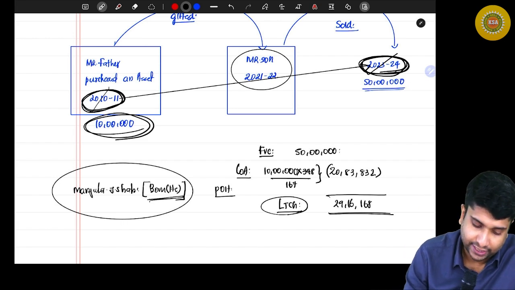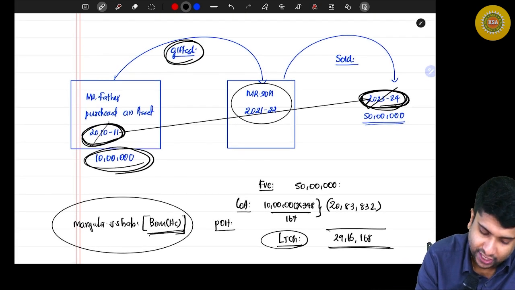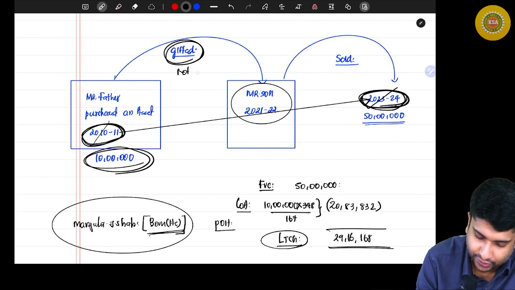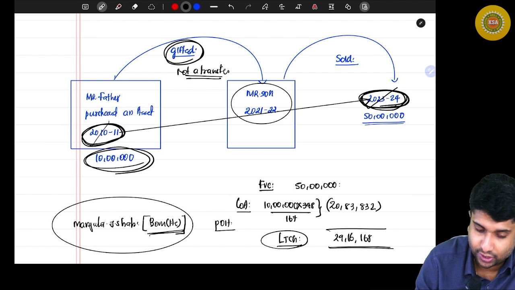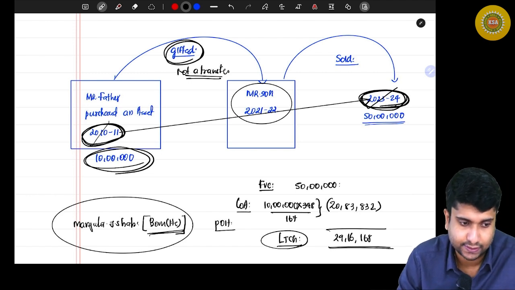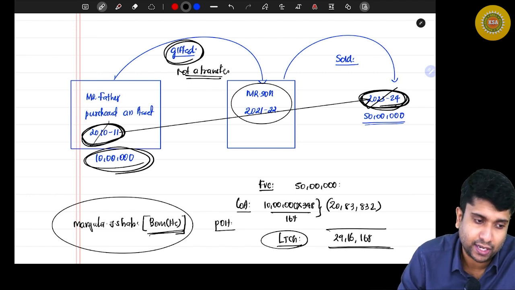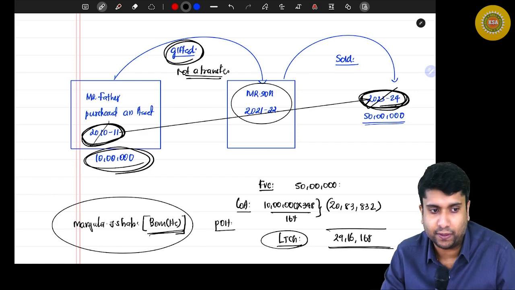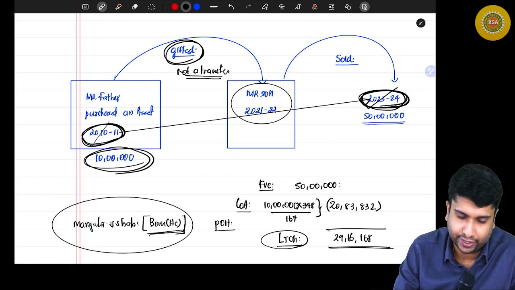And one more thing, this gift by the father to son is not a transfer. Not a transfer according to the income tax law. This is not regarded as a transfer. What if the son paid a nominal amount? Then it is not a gift. It's a proper purchase.